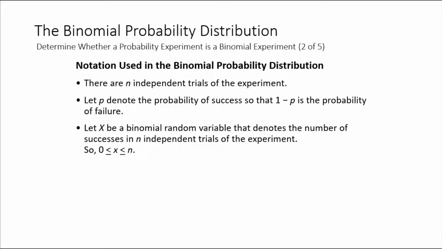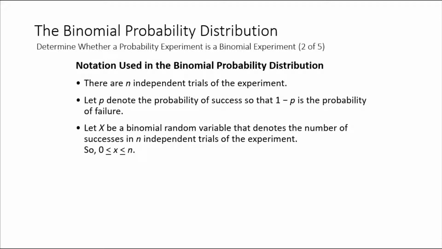There are some notations that will be used in the binomial probability distribution. We're going to use n to represent the independent trials of the experiment. We will be using p to denote the probability of success, so the probability of failure is going to be 1 minus p, which is the complement of the probability of success.